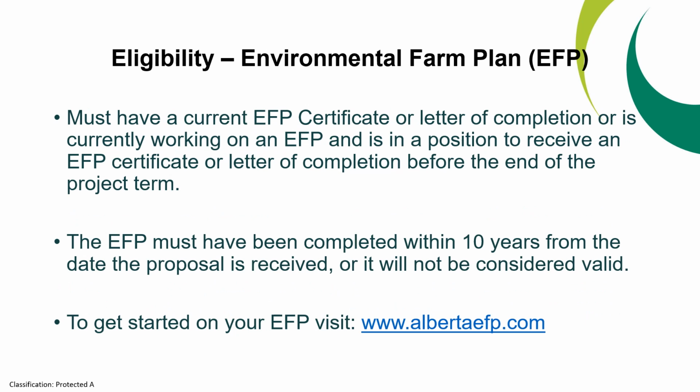The second part of eligibility is environmental farm plans. This is a requirement to be eligible for the RALP program. So applicants must have a current EFP certificate or letter of completion at the time of applying, or they must be in a position to receive one before the end of the project term. Keep in mind these are 3-year projects, so if you do not have an EFP certificate at the time of application, you do have those 3 years to complete one.